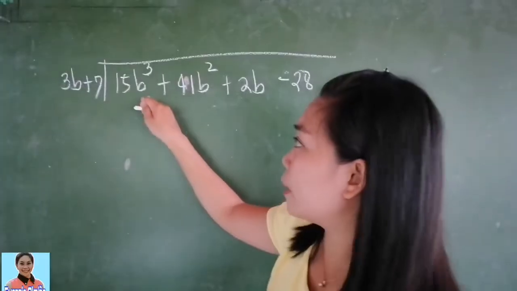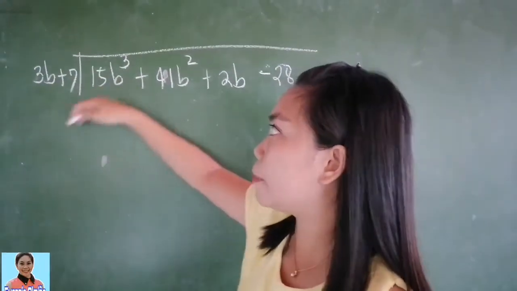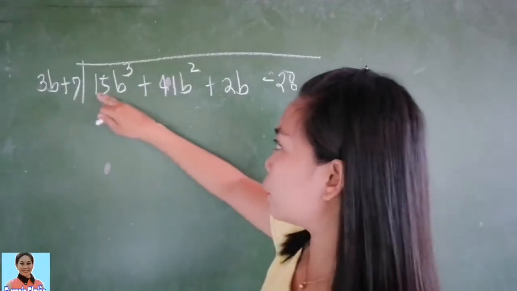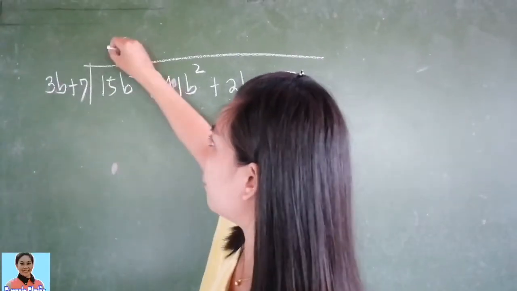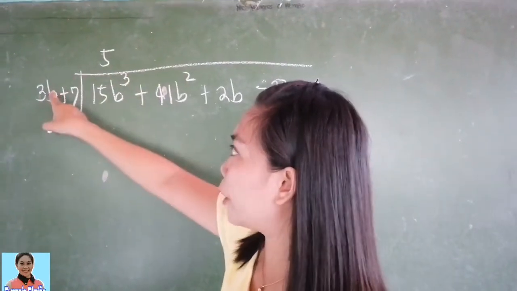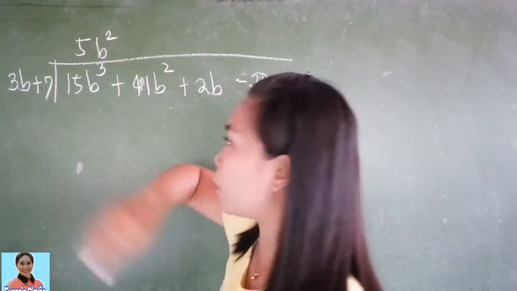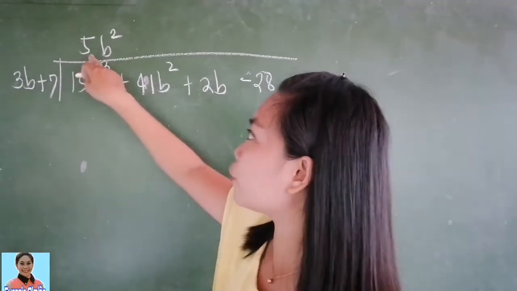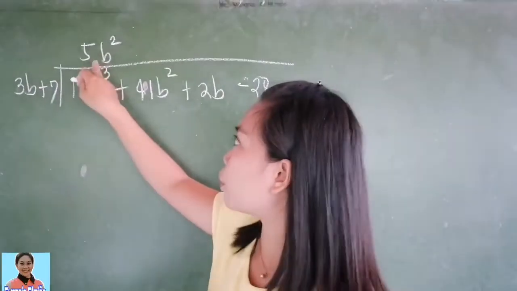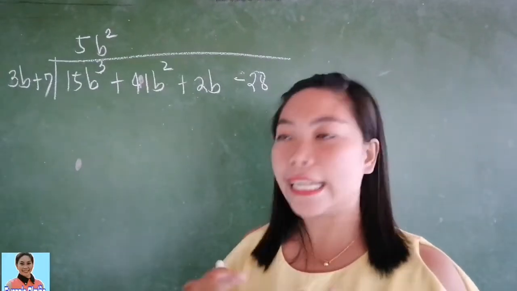Okay, so, let's divide this. 15b cubed divided by 3b. Tandaan po natin ha, first term by first term. Yan po yung pag-divide ng polynomial. So, 15 divided by 3, you have 5. Okay. So, 3 minus 1, you have 2. Meaning, 5b squared. Tama? Now, after dividing the first term by the first term of the divisor, we have to multiply it to all the terms of our divisor.